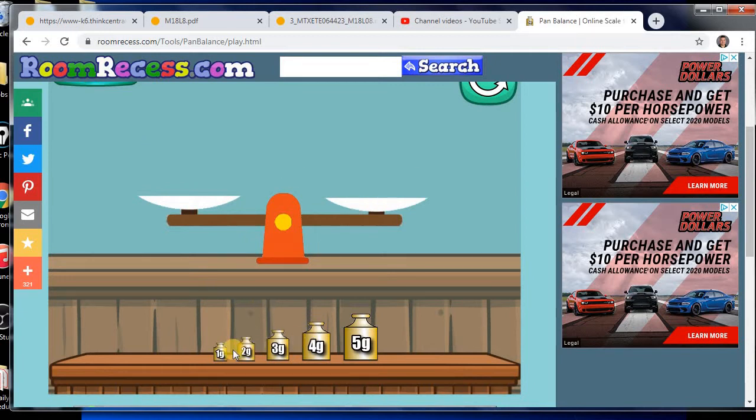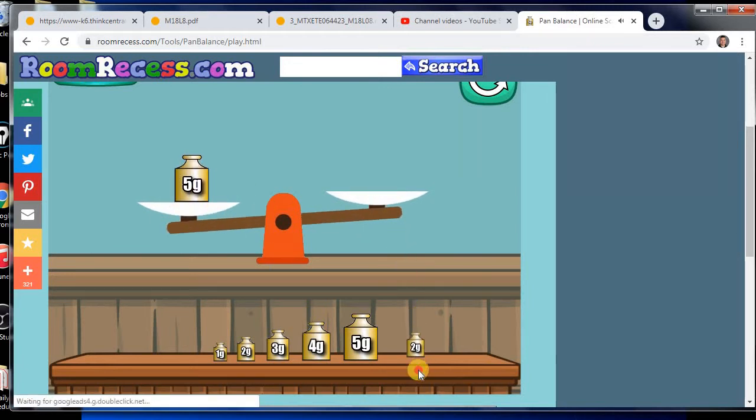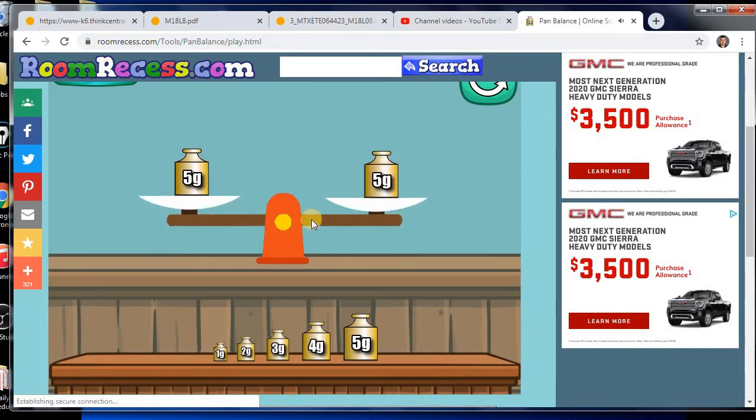Okay, so let's see, a stapler weighs 5 grams and a crayon weighs 2 grams. Which is the heavier object? It's going to be the stapler, right? It's only when the pan balance is completely balanced that you have equal amounts of weight on both sides. So if you put the stapler here and you put the weight here, 5 grams, and it balanced out evenly, then you would know that the stapler weighed 5 grams. So that's how you do that.